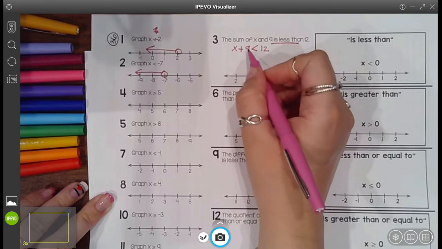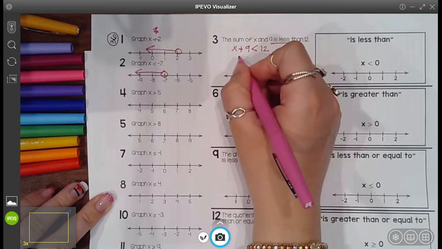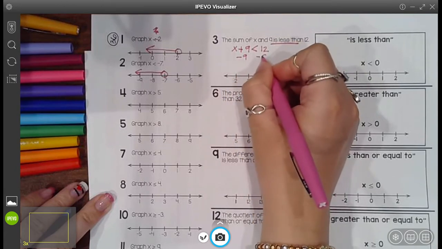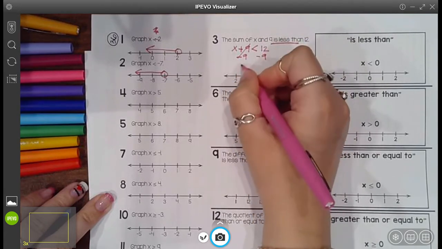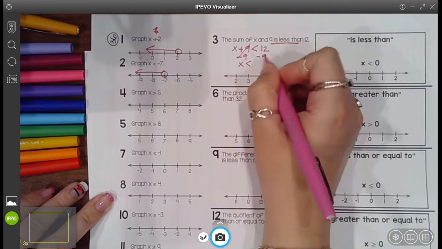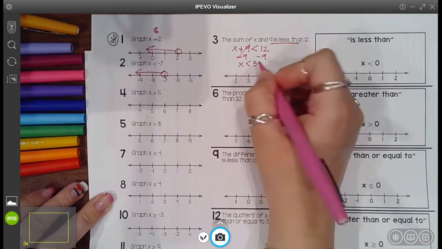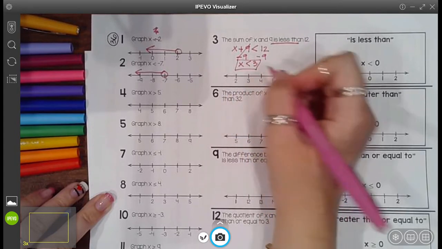How do you get x by itself? Do the inverse of adding 9, which is to subtract 9. Those cancel, and now you have x. Bring down your less than. 12 minus 9 is 3. So it ends with x is less than 3.